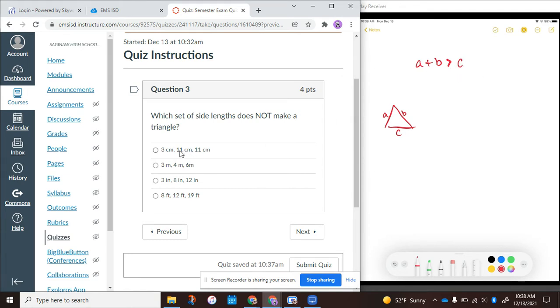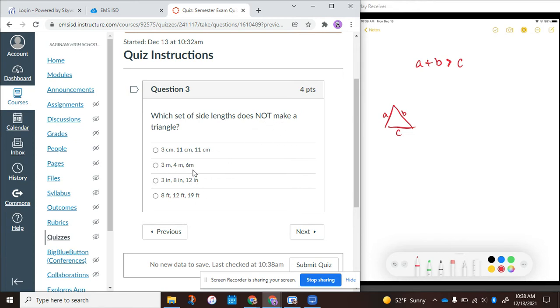So look at your answer choices. Your two smallest ones on this first answer choice are 3 and 11. Well, 3 plus 11 is 14. 14 is more than 11. So that means this one does make a triangle. That one works with this inequality. So it's not going to be our answer choice. We're looking for the one that does not work, does not make a triangle.